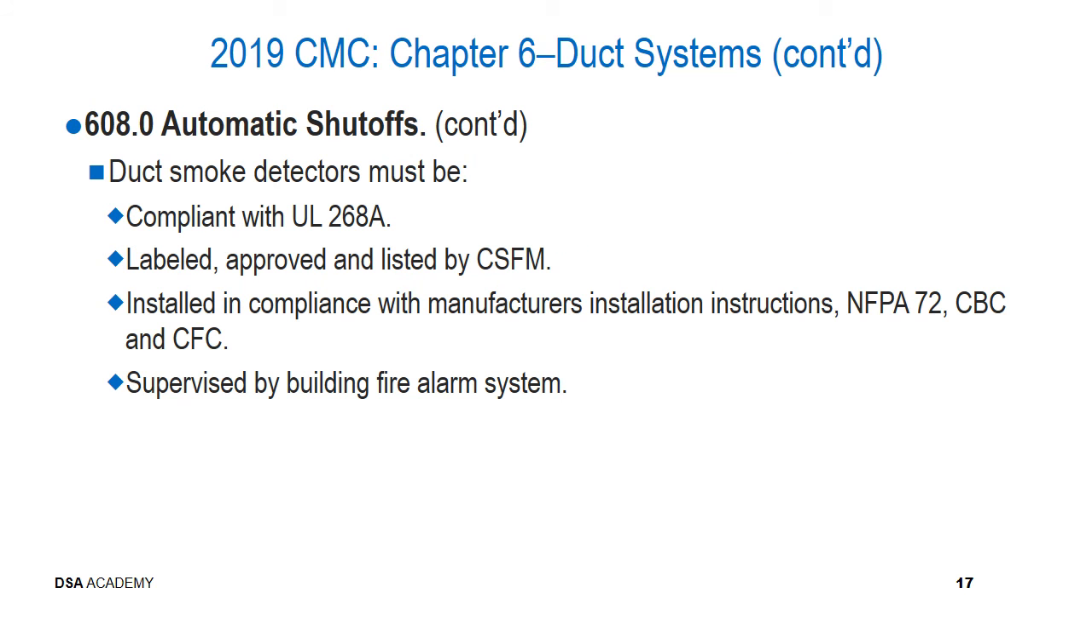The smoke detectors that are installed within ductwork are required to comply with UL 268A. They're required to be labeled, approved, and listed by the California State Fire Marshal. They're required to be installed in compliance, obviously, again, with the manufacturer's installation instructions, NFPA 72, the California Building Code, and the California Fire Code. And these detectors are required to also be supervised by the building's fire alarm system.